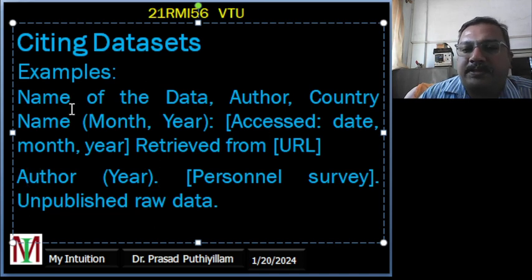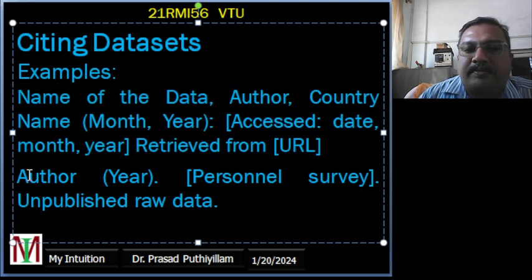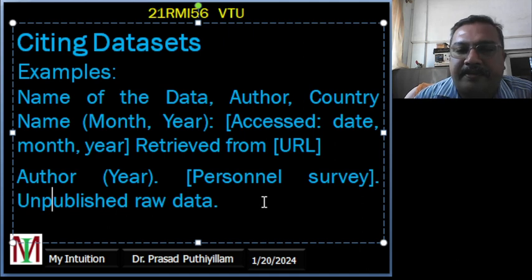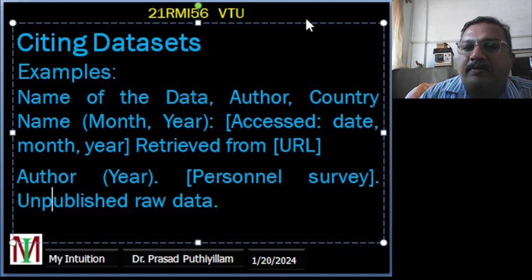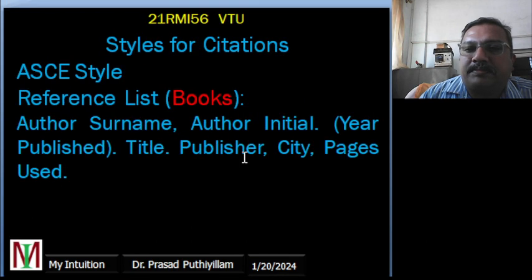That is the case if it is a pure, published data set. Otherwise, we have to mention the name of the author, then the year, and mention the personal survey, and state that it is unpublished raw data. So this is the way to cite an article or a data set.